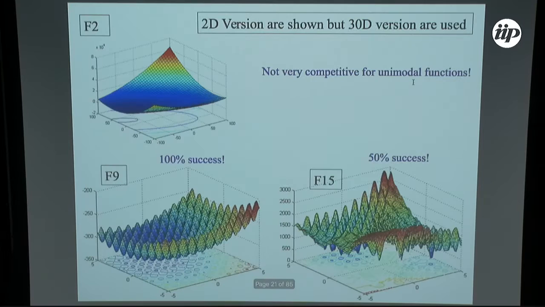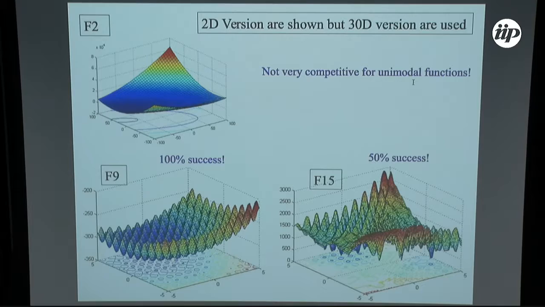Here we have some examples of these functions. Function 2 is a unimodal function. It's not very hard, and our algorithm is not very competitive with the other six. But for function 9, we had 100% success in 30 dimensions, which is a very good result. For function F15, we also have 50% success. It's a really good result.